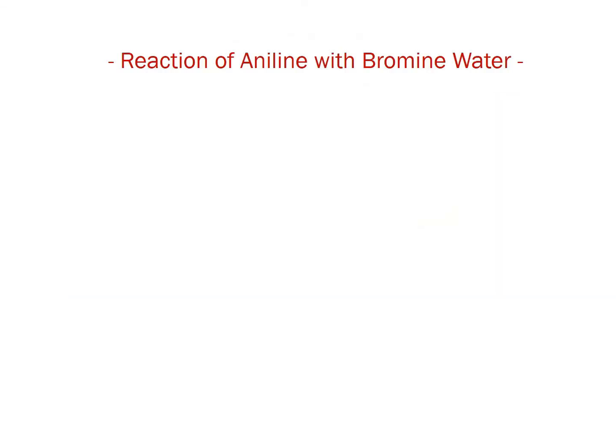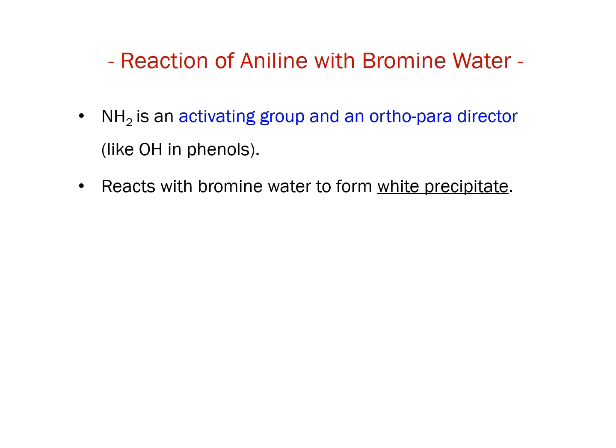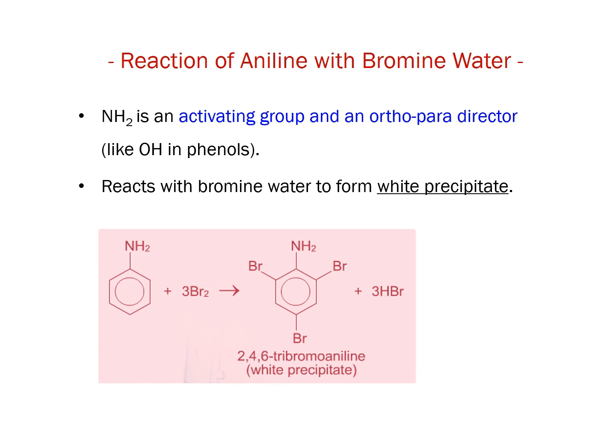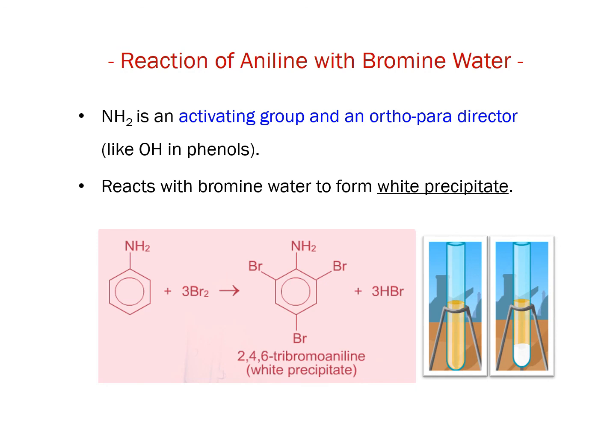The reaction of aniline with bromine water can be used as a chemical test for phenylamine, or as we call it, aniline. The amino group is an activating group and ortho-para director like the OH group in phenols. Aniline reacts with bromine water without a catalyst to give a white precipitate of 2,4,6-tribromoaniline. The reddish-brown color of bromine is decolorized and white fumes of hydrogen bromide are given off. This serves as a confirmatory test for aniline.